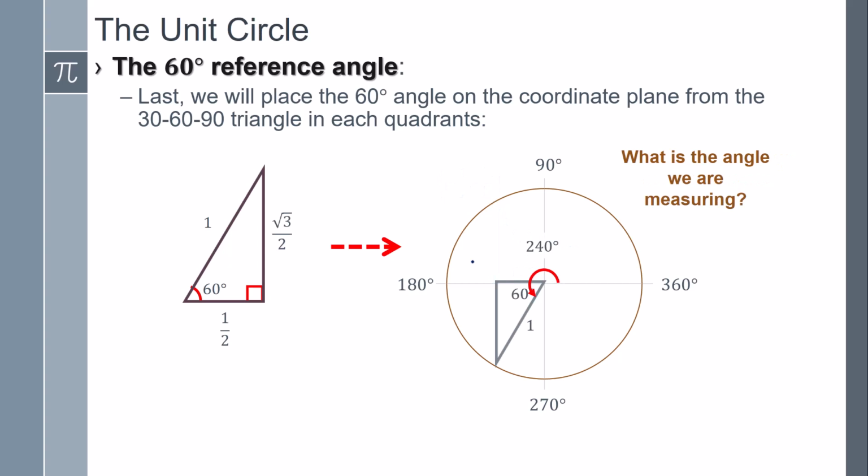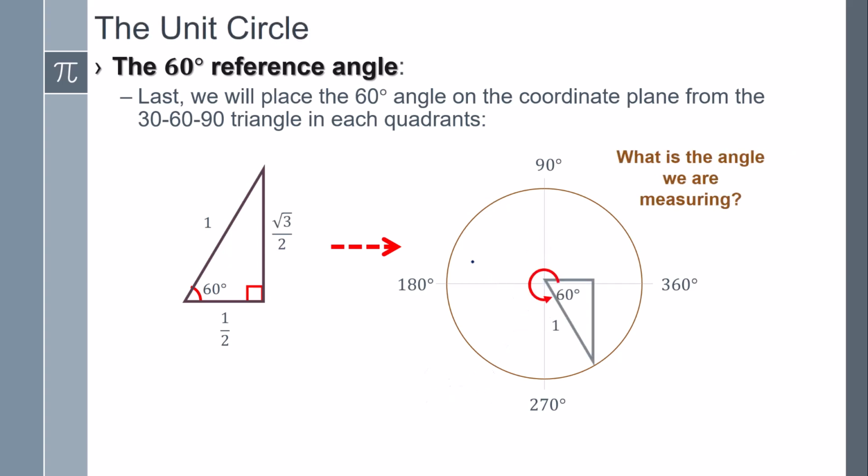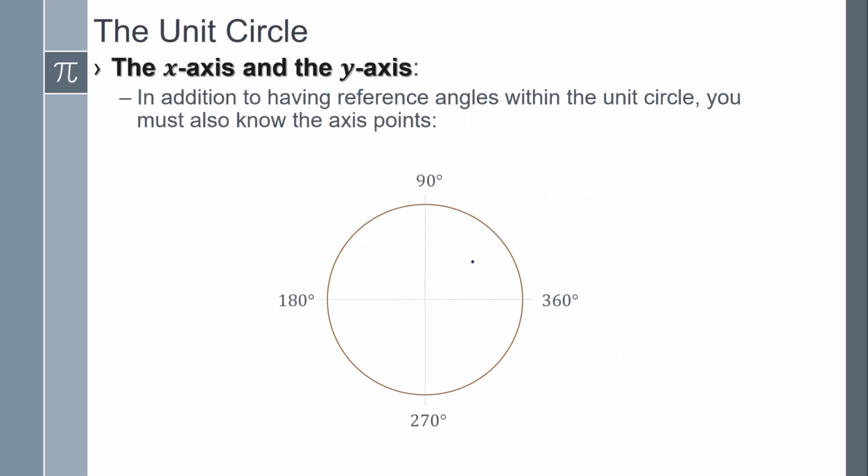180 plus 60 is 240. And we just do that, and then 360 minus 60, it's going to be 300. And so we get all of our coordinates.